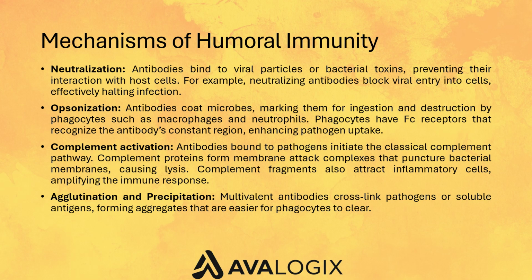Complement activation. Antibodies bound to pathogens initiate the classical complement pathway. Complement proteins form membrane attack complexes that puncture bacterial membranes, causing lysis. Complement fragments also attract inflammatory cells, amplifying the immune response. Agglutination and precipitation. Multivalent antibodies cross-link pathogens or soluble antigens, forming aggregates that are easier for phagocytes to clear. These mechanisms work in concert to prevent pathogens from spreading and to promote their clearance from the body.